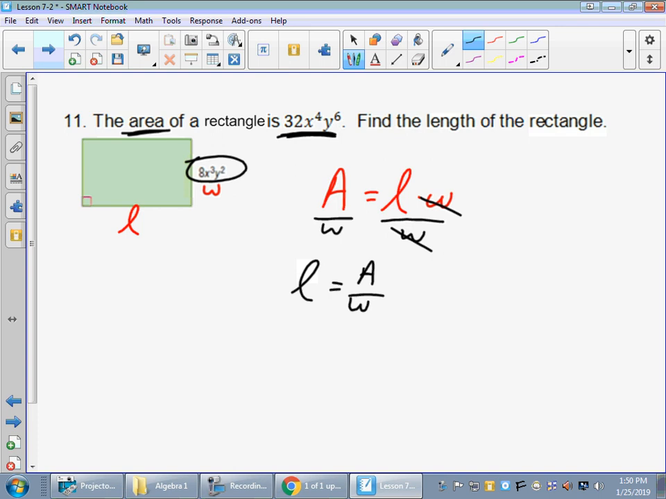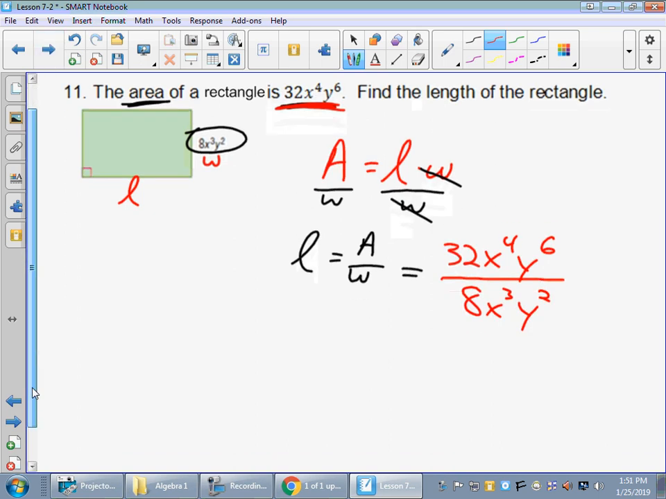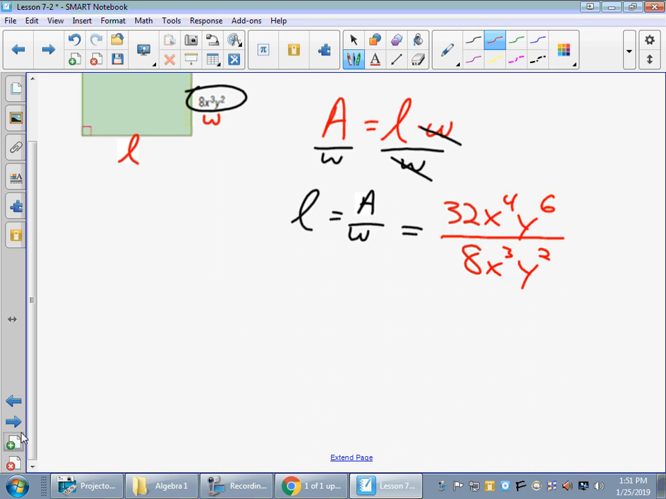Okay, so knowing that, now I can plug in those numbers. The area was given to us in the above example here, 32x to the 4th, y to the 6th. And then the width was given, 8x to the 3rd, y squared. Okay, so now we can work with this equation and find our length.